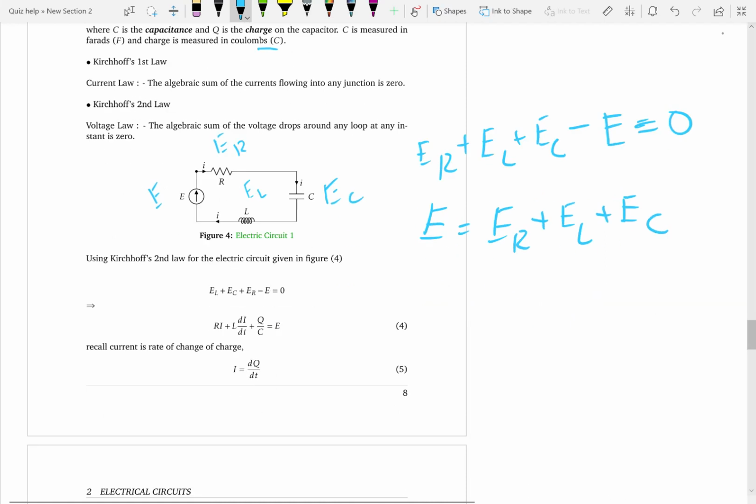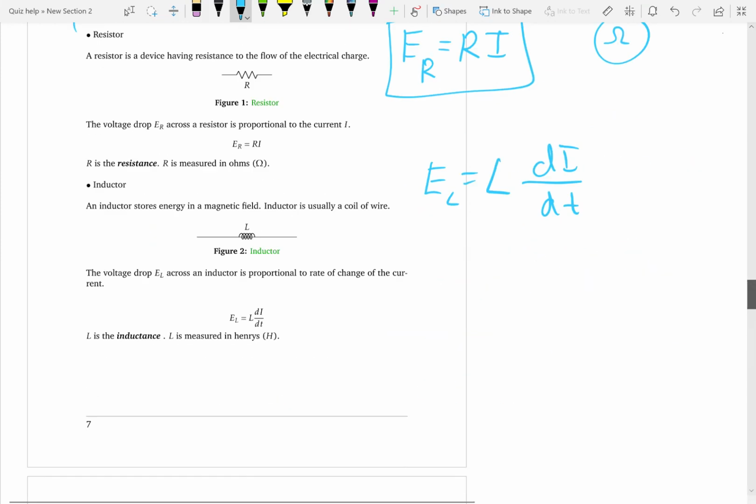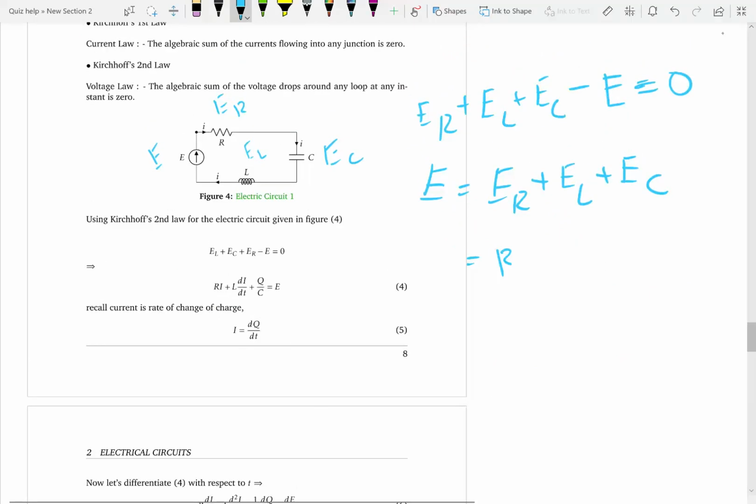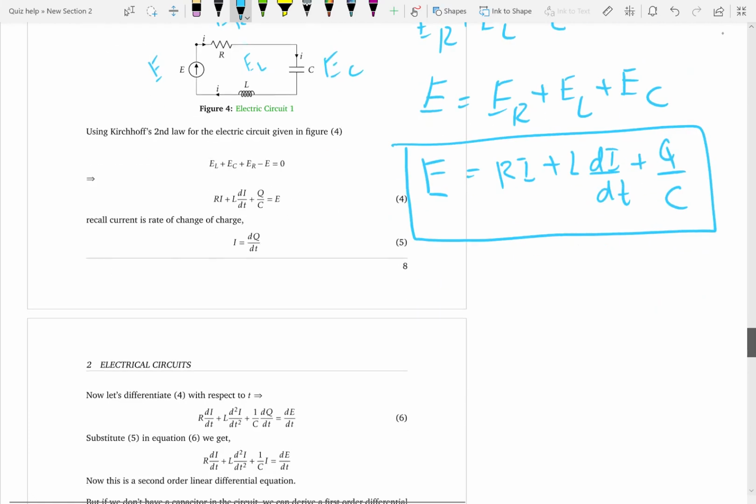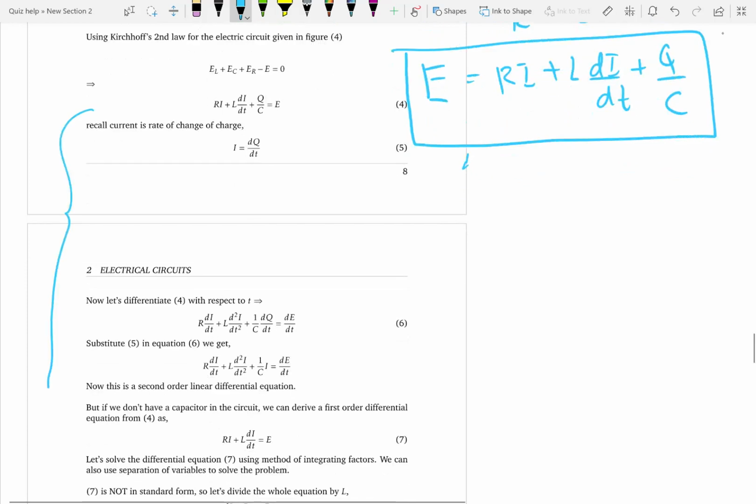Now E sub R, by Ohm's law, we know is R times I. Yes, I forgot all these laws. So R times I. E sub L, for the inductance, is L times the rate of change of current. E sub C is Q over C. Now all of this is equal to E. And in the notes, I have explained how to derive a second order, higher order differential equation out of this situation. So you should read it, but it will come in future sections, when we move on to the higher order differential equations.